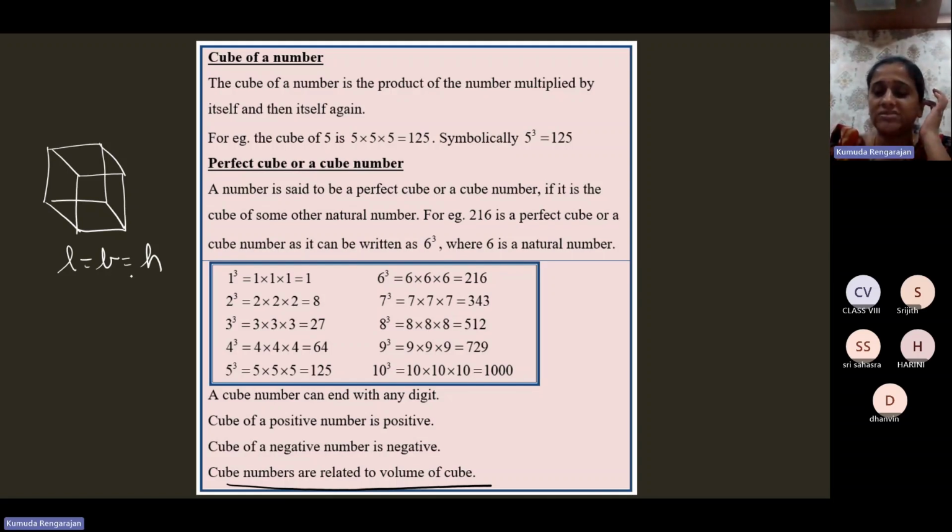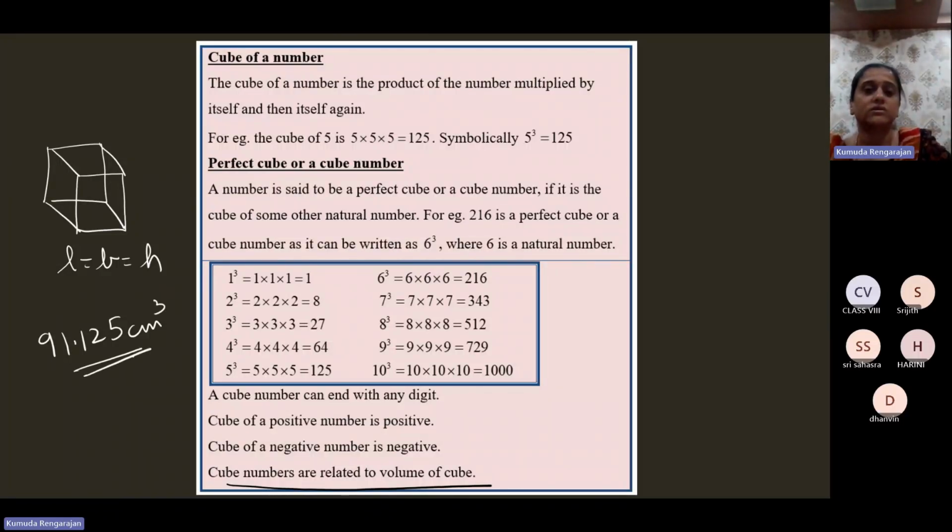L is equal to B is equal to H in a cube. If you're given the value of the volume of a cube, so like, okay, so 91.125 centimeter cubed. This is the volume of a cube. Find the edge of the cube. Edge meaning the side, length, breadth, or height. Edge of the cube.